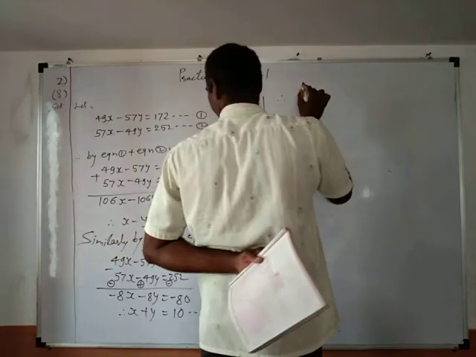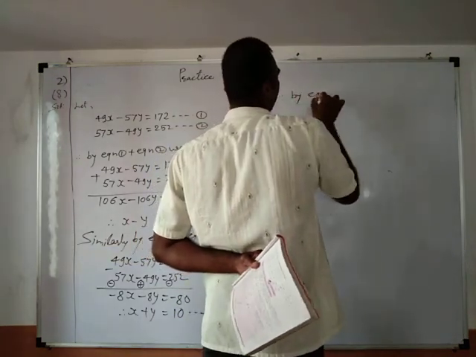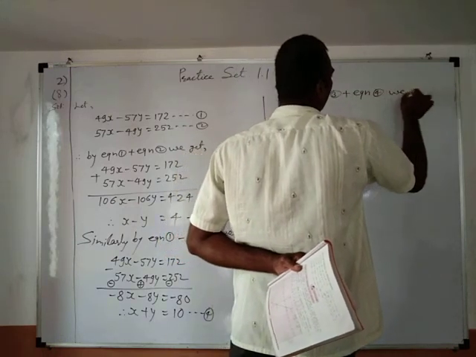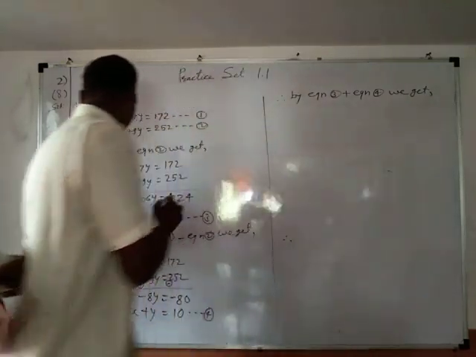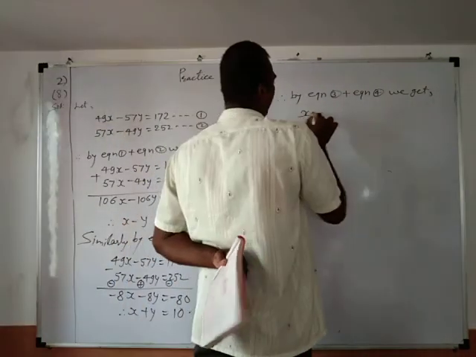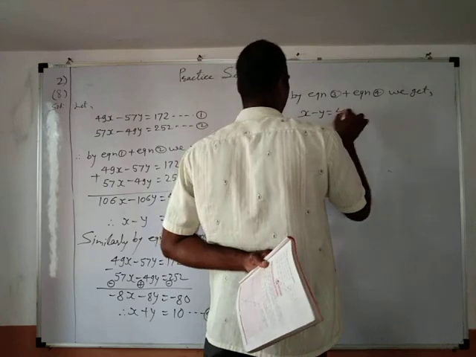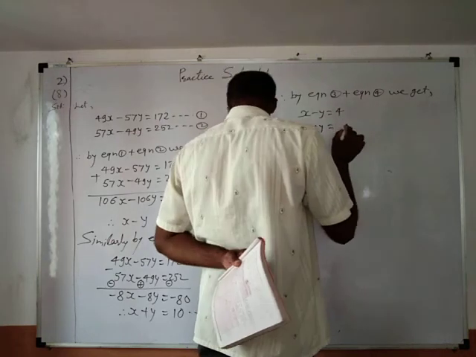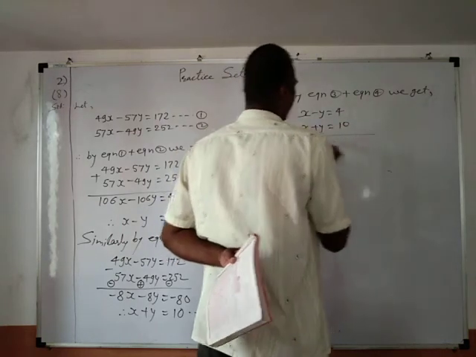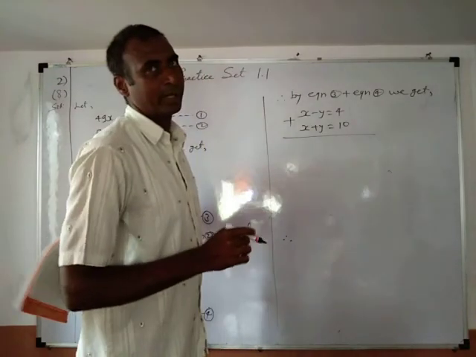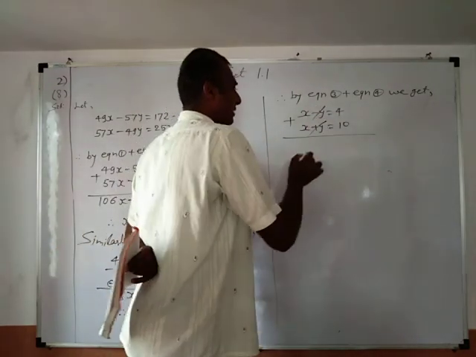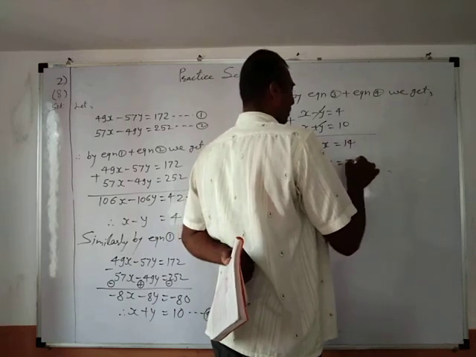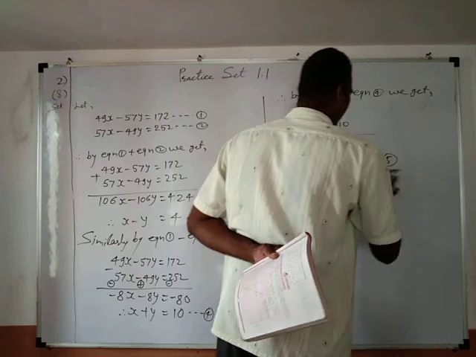And therefore, by equation 3 plus equation 4, we get equation 3 is x minus y equals 4, and equation 4 is x plus y equals 10. As we have decided to add these two equations, by the operation of addition, minus y plus y will cancel, and therefore 2x equals 14, and therefore x equal to 7. Let us call it equation 5.